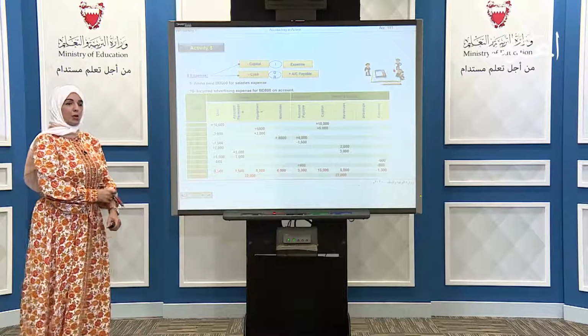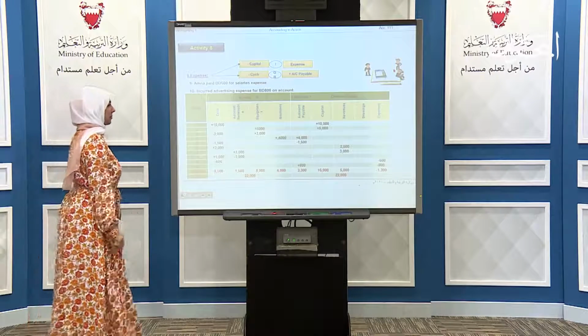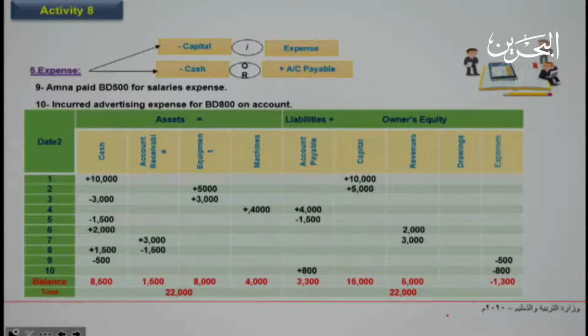Next, moving to the expense section. Let us take a look at the transaction. We have it in this section, my dear student. Amna paid 500 for salary expense.